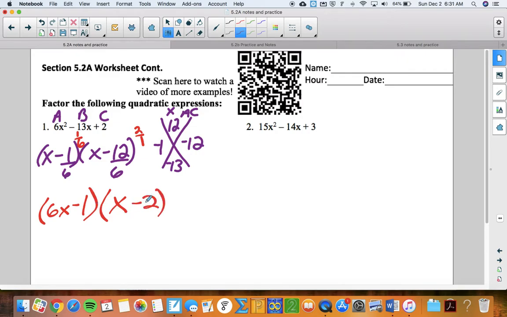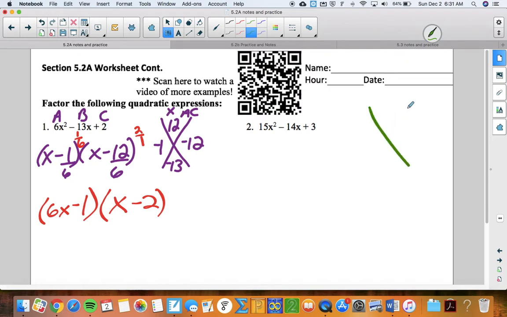And again, if you FOIL that, multiplying the constants together, you get positive 2, which is awesome. Here you get negative 1x, and here you get negative 12x, which is negative 13x. And multiply your leading terms in each of the factors together, you get 6x squared. So it works. It's kind of a fun, nifty process.